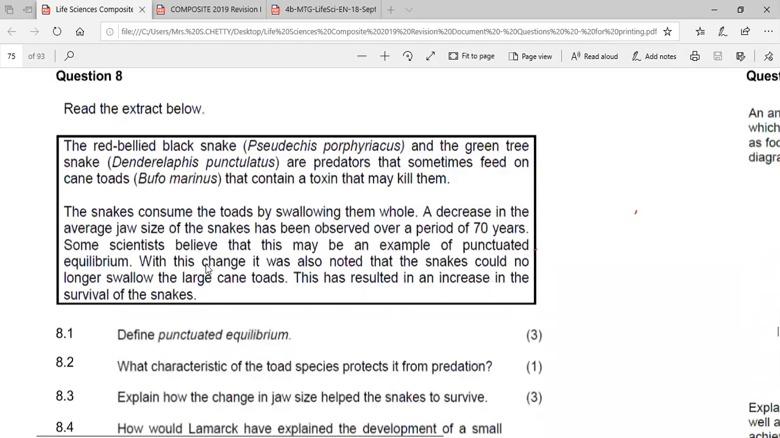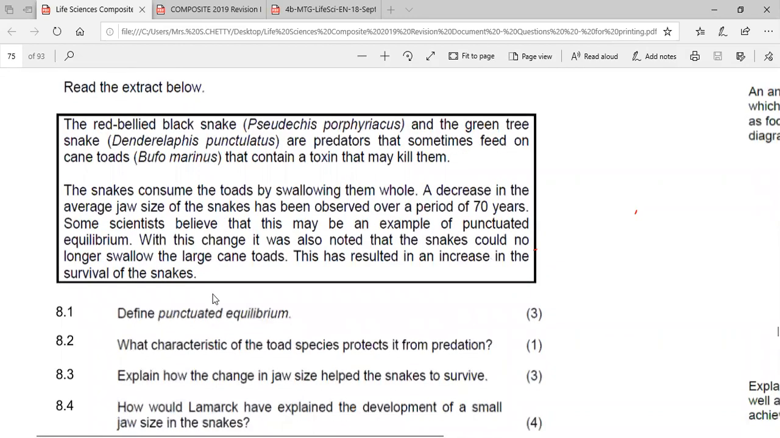Question 8, remember we just did question 7. Remember punctuated equilibrium, we said there are long periods of time where there's little or no change, followed by a short period of time where there's a rapid, drastic change. And this is when a new species is formed in a short period of time. And this is supported by a lack of transitional fossils as evidence.